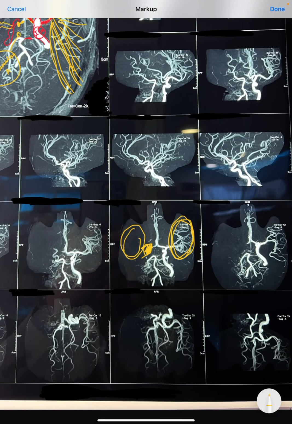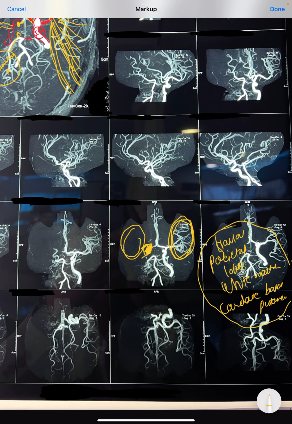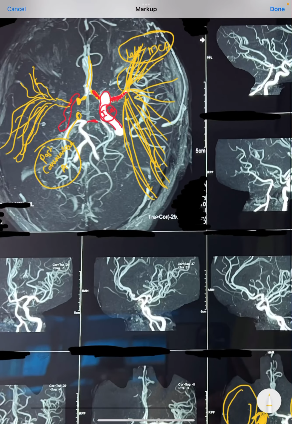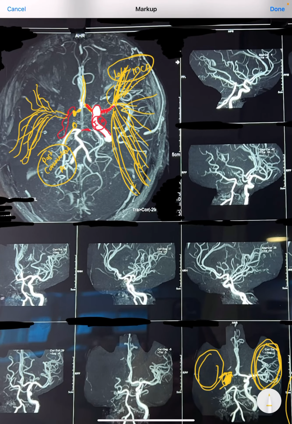So this type of stroke will always be very, very large. This will involve an extensive part of the frontal lobe, parietal lobe, and temporal lobe. It will also involve the white matter. It will also involve the caudate nucleus or basal ganglia, putamen, and globus pallidus. So these many structures will be extensively involved in such a large internal carotid artery thrombosis.